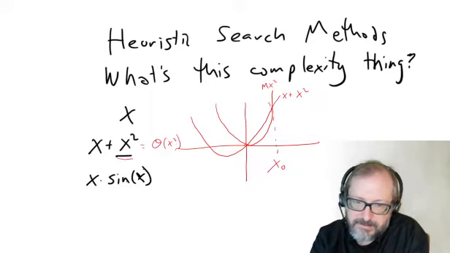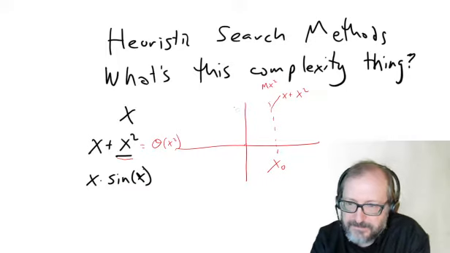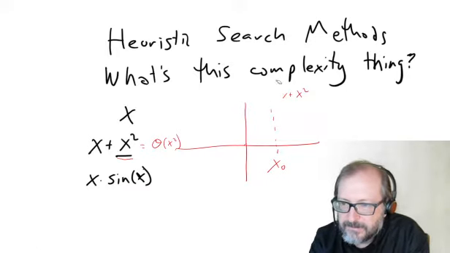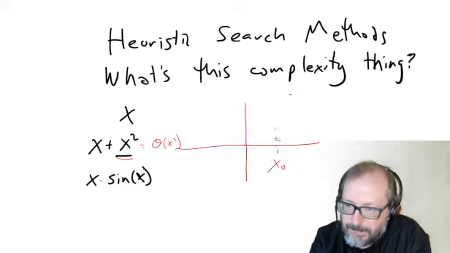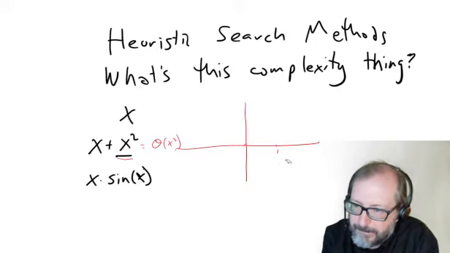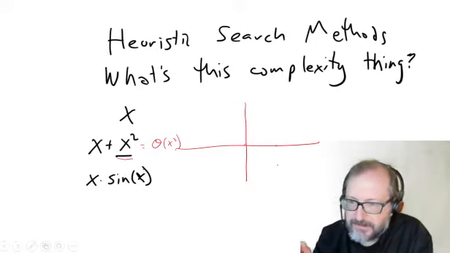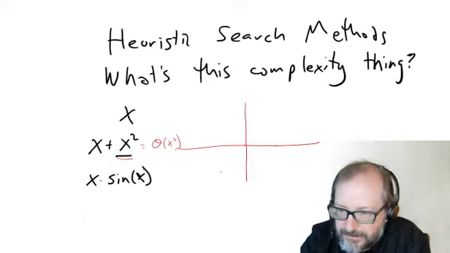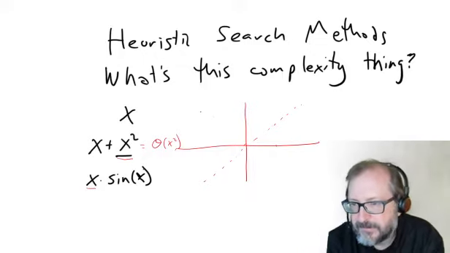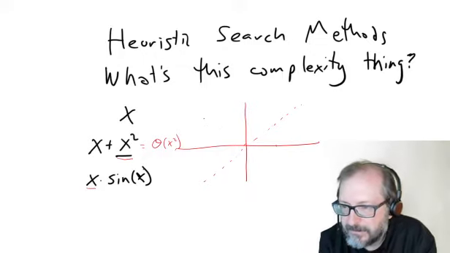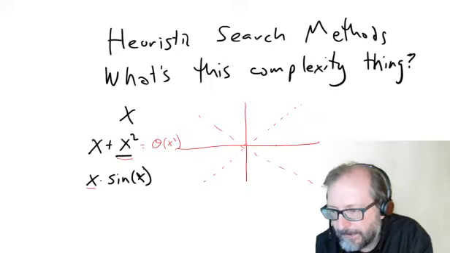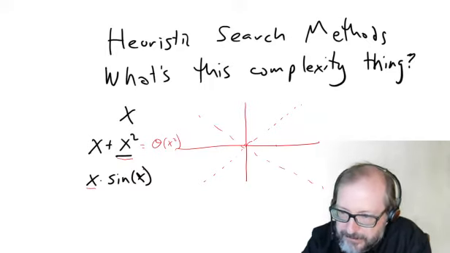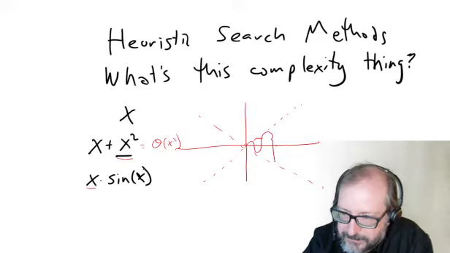So what about this third function, x times sine of x? Sine of x varies from -1 to +1. And so the x that's multiplying it should just be some sort of bounding function that looks like that. And so x times sine of x would look kind of like this.